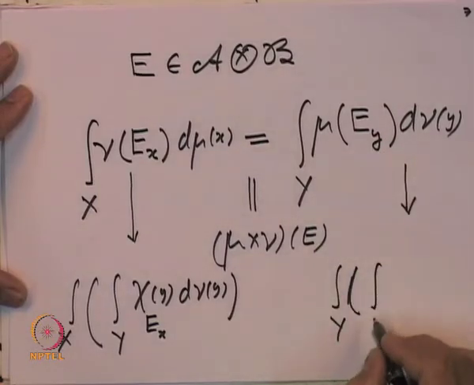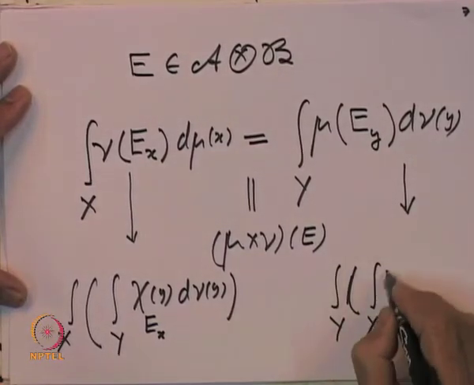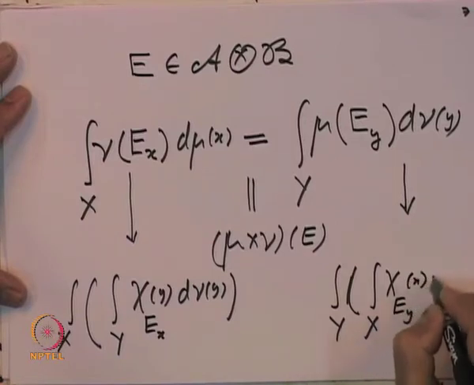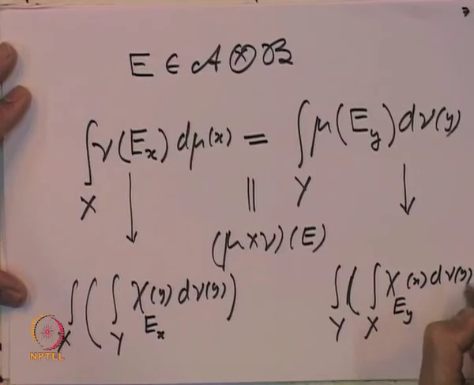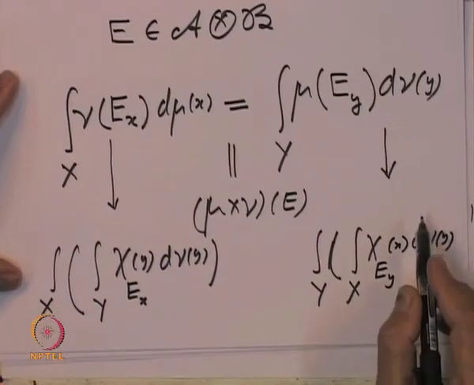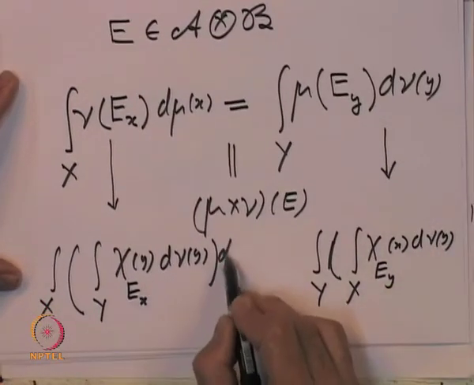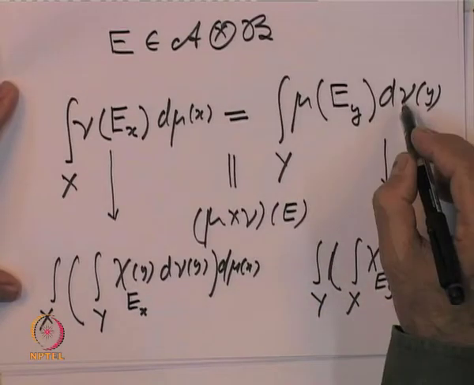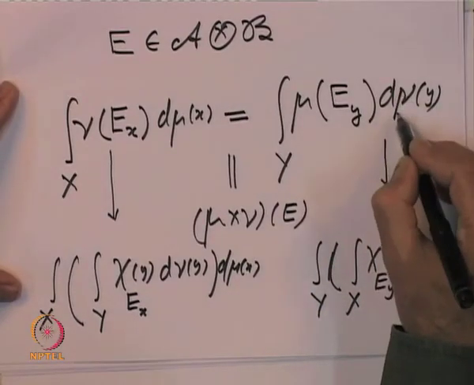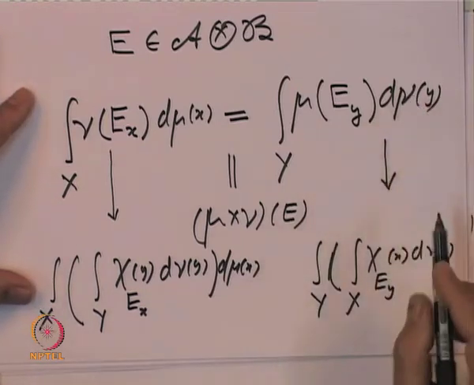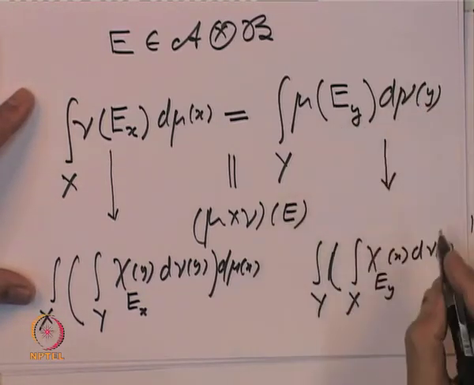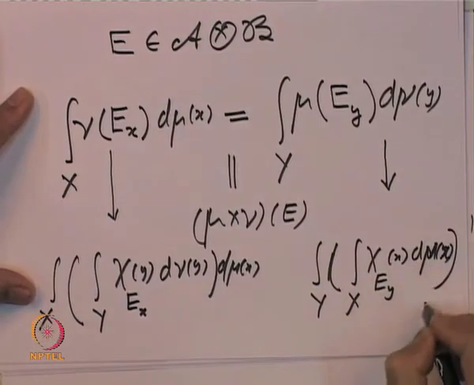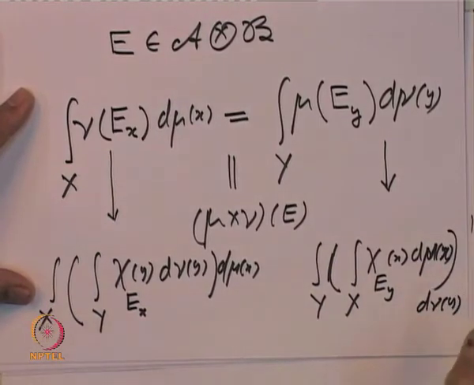And similarly, I can write this as the integral over y of mu of E^y. So, that I can write as the integral over x of the indicator function of E^y at x, d mu of x. Sorry, this is E^y, so this is d nu of y. So, there should be d mu of x and then d nu of y.